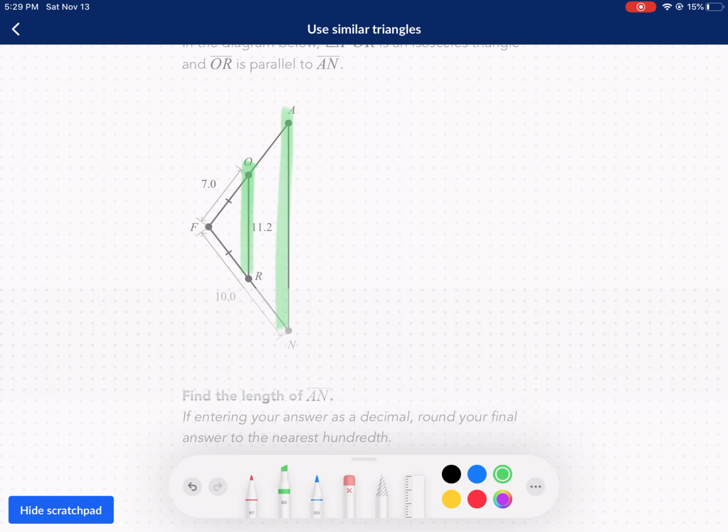Okay, so let's highlight this one. I don't want this to be too long, so I don't think I have time for a fourth one, but I'll go ahead and do 3. Okay, so we're looking for AN. Let's go ahead and call that X. Real creative, I know. All right, so we know they're parallel, so we know that these triangles are similar, and we're given that it's isosceles, so we know that this is also 7 over here, and we know the full distance is 10.